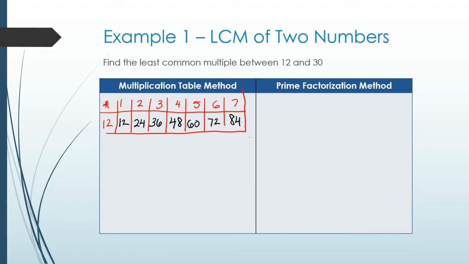And then you would also do a multiplication table with the other number, 30. So I'm also going to make my multiplication table with 30. So 30 times 1 is 30. 30 times 2 is 60. And when you get to the first one that they have in common, that is your least common multiple. So you make a multiplication table, and then you look for the first number that shows up in both tables.